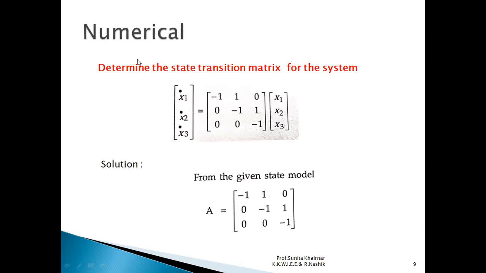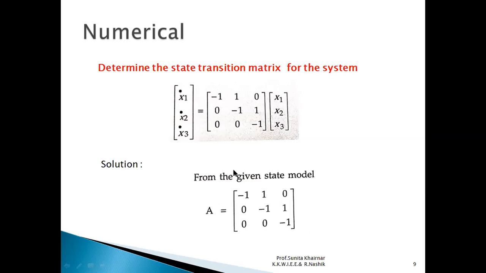Now we will take one numerical. Determine the state transition matrix for the system. This is the system: x1 dot, x2 dot, x3 dot is equal to this matrix. We know this is the A matrix. This is known as the state equation: X dot of t is equal to A x of t plus B u of t. Here u of t is 0. There is no input. This matrix A is a 3 by 3 matrix, and we have to find the state transition matrix for this.